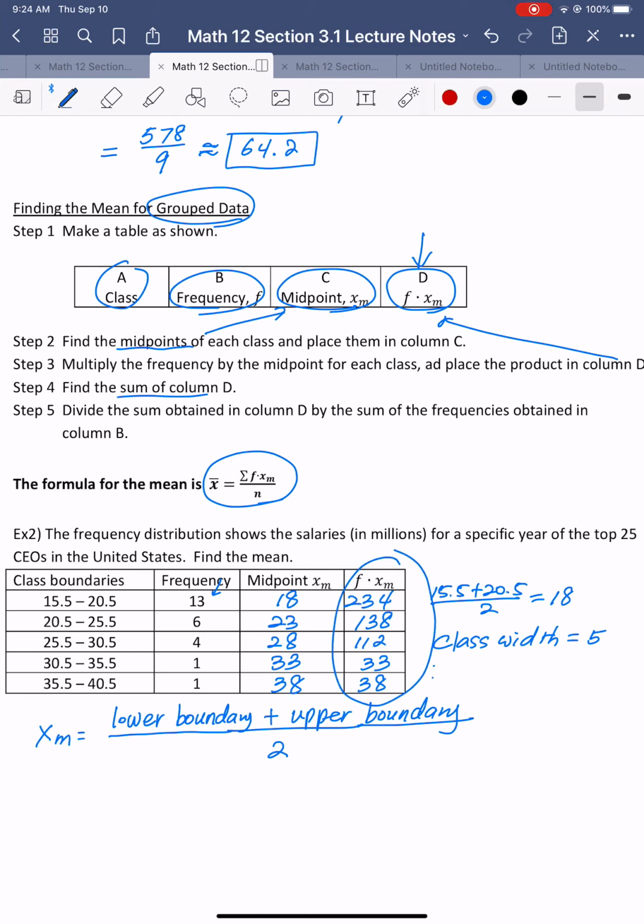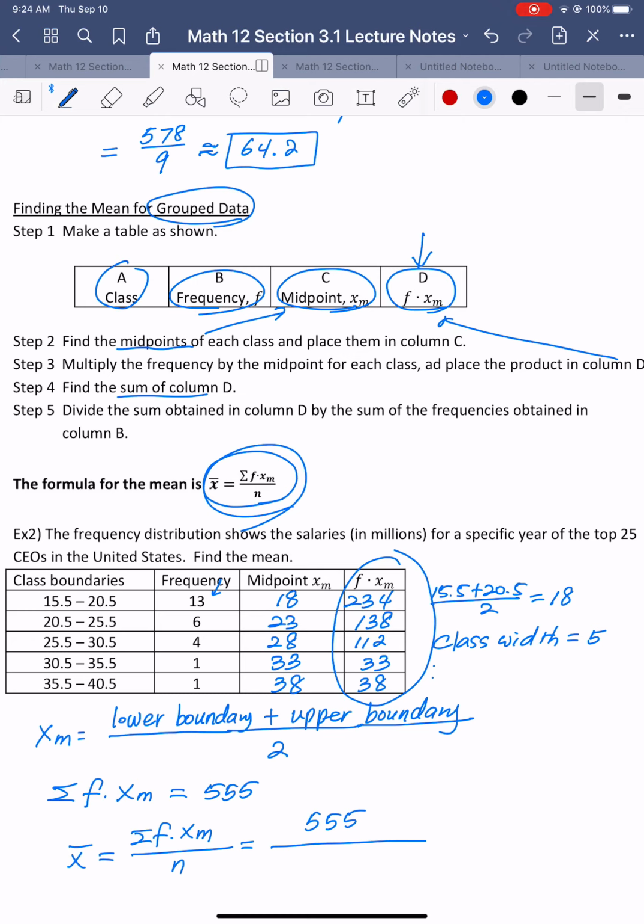Now, we need to get the sum of these values, okay? So the sum of f times the midpoints, add it all together, you get 555. And then use the formula, which is x bar equals sigma f times x sub m over n. And then this is 555. And if you add all the frequencies, the sum becomes 25. And then you get approximately 22.2 millions. Okay, so that's the mean for the problem of the grouped data.